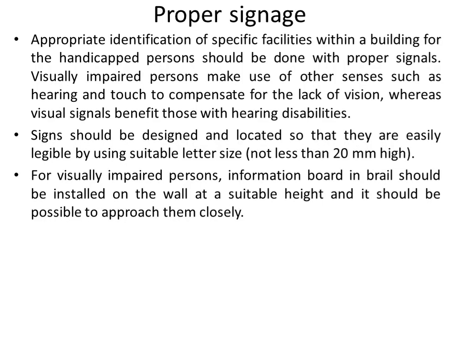Then the next provision is proper signage. The appropriate identification of specific facilities within a building for the handicapped person should be done with proper signs. Visually impaired persons make use of other senses such as hearing and touch to compensate for the lack of vision, whereas visual signs benefit those with hearing disabilities. Signs should be designed and located so that they are easily legible, using suitable letter size not less than 20 mm high. For visually impaired persons, an information board in braille should be installed on the wall at a suitable height, and it should be possible to approach them closely.